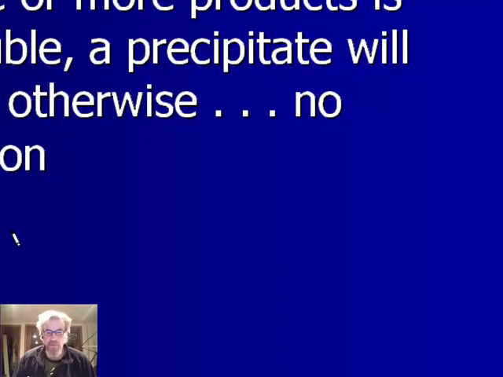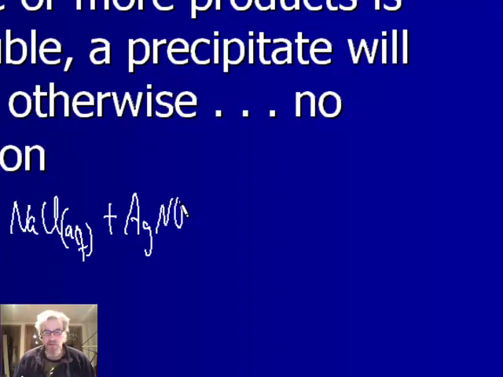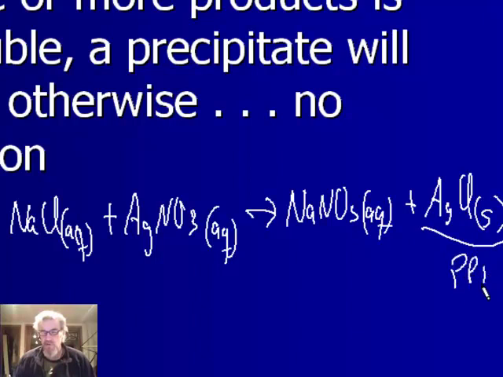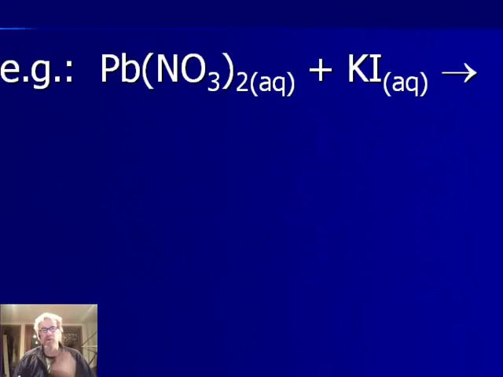So I might write my reaction this way. NaCl aqueous and AgNO3 aqueous are going to react to form 2 products. The first one is sodium nitrate. That is soluble, we found. And the second one is AgCl, silver chloride. And that's not soluble, that's a solid. So there's my precipitate.